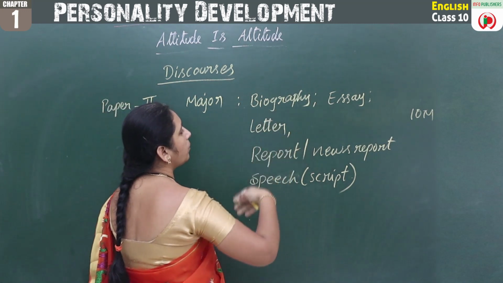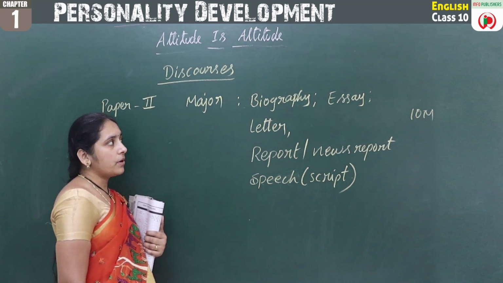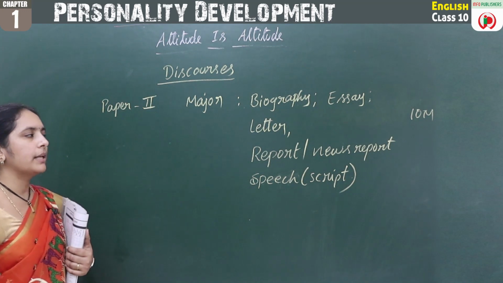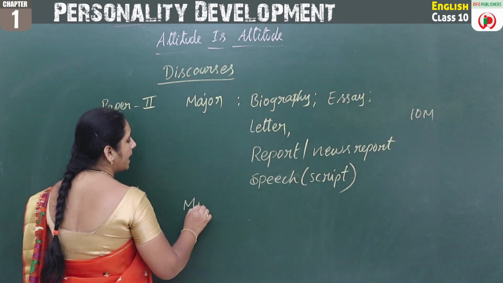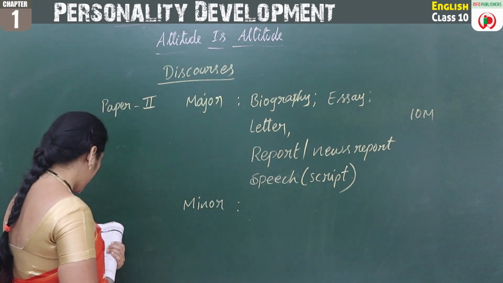So very important ones are biography, letter, or reports. These are very important, and essay and speech also they give. Out of 5, any 2 they will give. Okay, this is also internal choice. And the next one, minor.